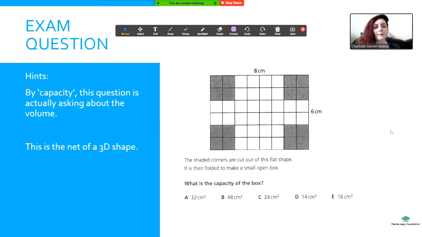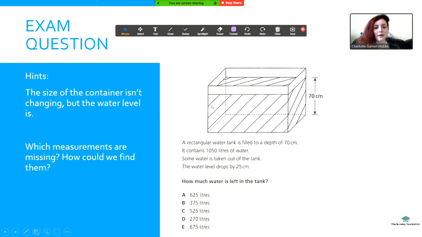Another common one that might come up is where you're asked to think about the amount of liquid in something. So in this case, for instance, I'm told the depth of this box is filled to 70 centimetres, and I'm also told the amount of litres of water. So I'm told the volume, but I'm not told the width or the depth here. Okay, so I know I'd have my W down here. The 70 is the height, which we've already been given, and I've got the D for the depth of the box going backwards.